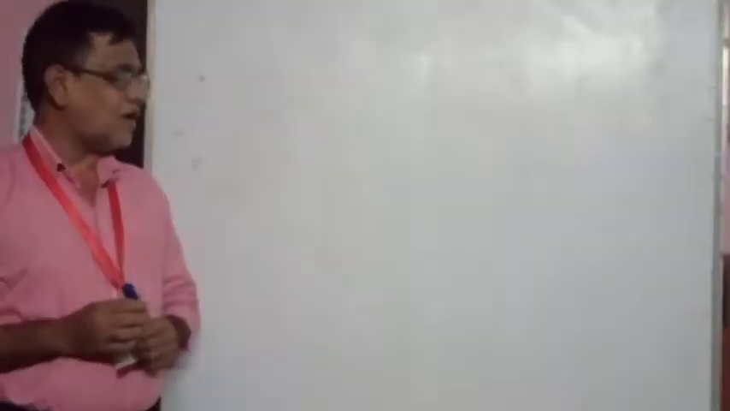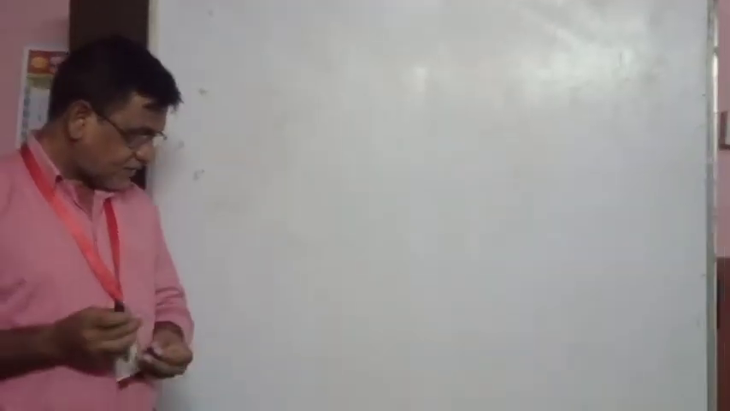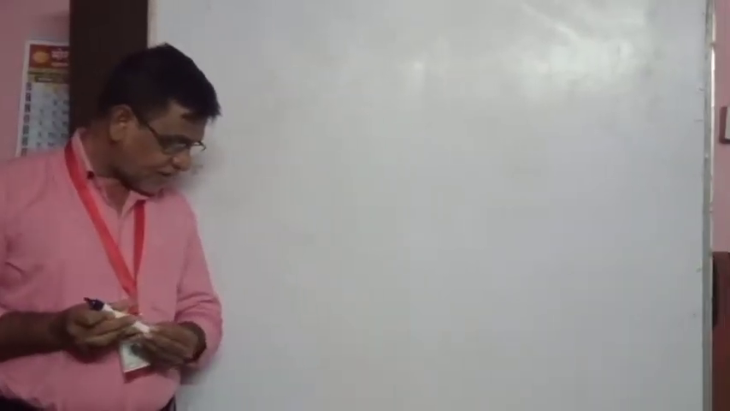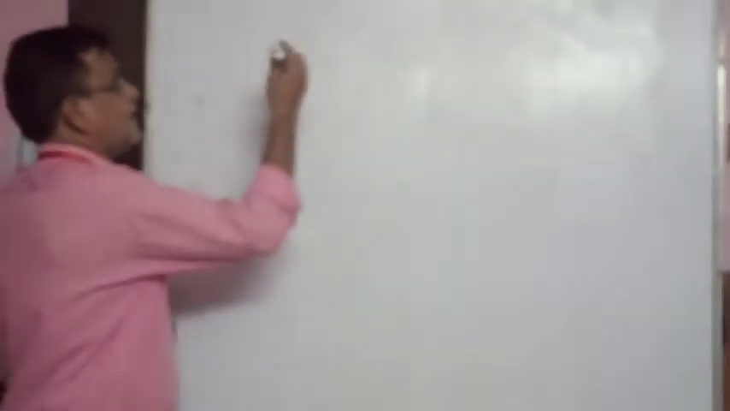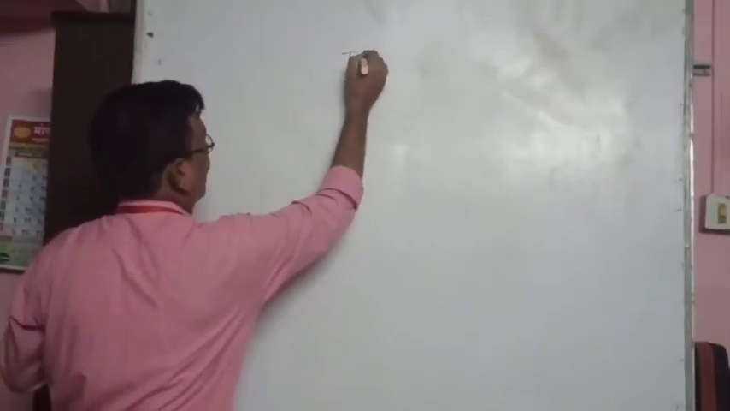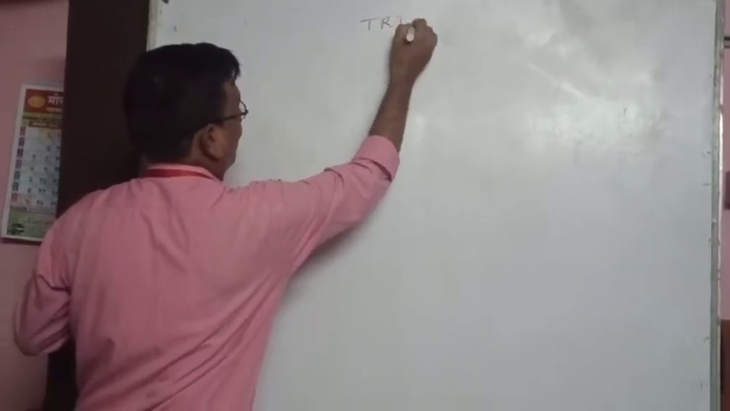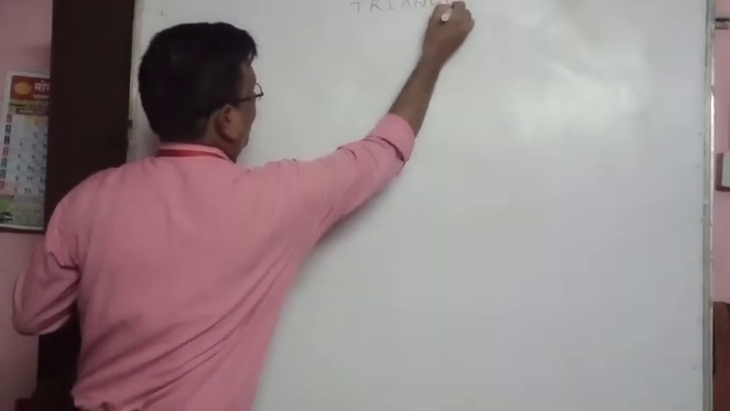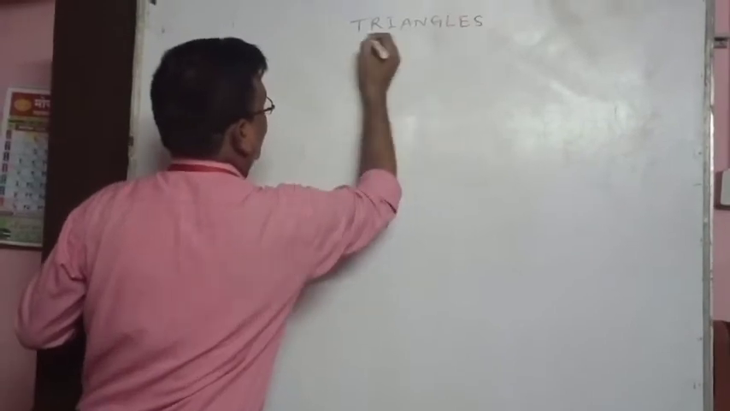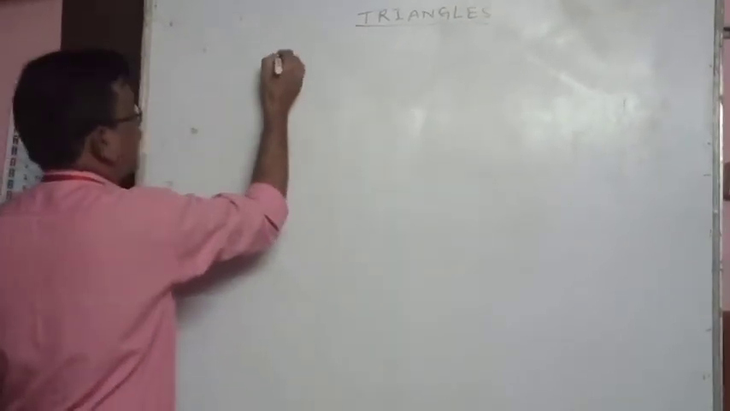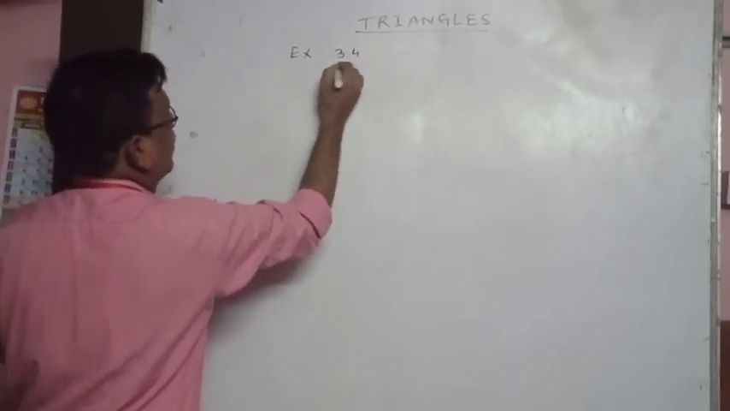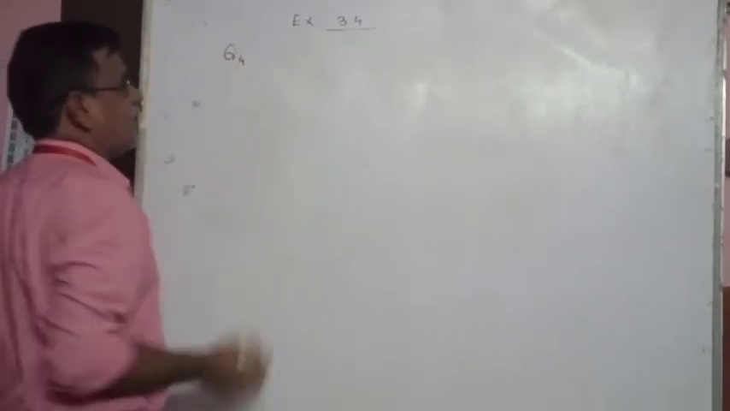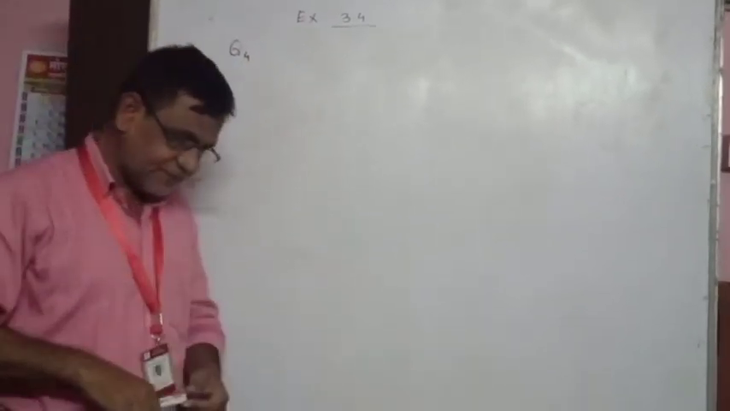In previous class, we discussed the 3.4 exercise and the sum number 3 we completed already in triangles. Now, in triangles, we start the 3.4 with the example question 4. Triangles, exercise number 3.4, question number 4.